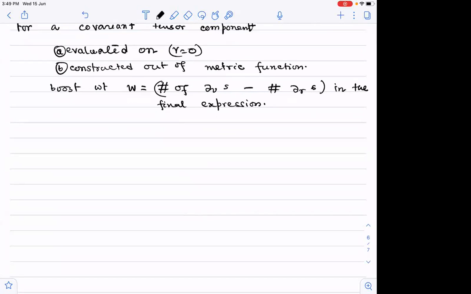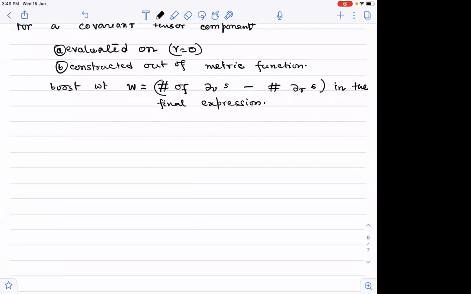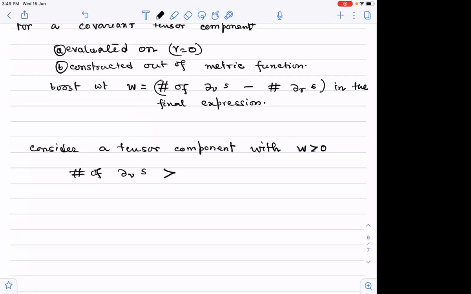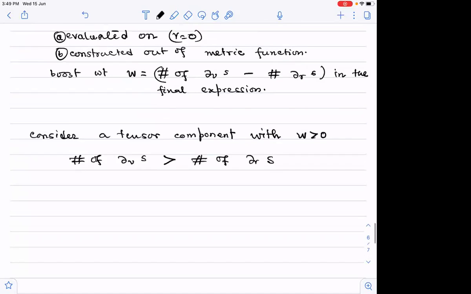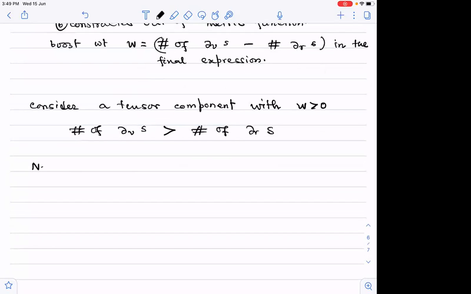Now consider, it's already mentioned, but let me again consider a tensor component with positive boost weight, W greater than 0, which means the number of del V's is greater than the number of del R's. Now evaluate such a tensor component on a stationary metric.